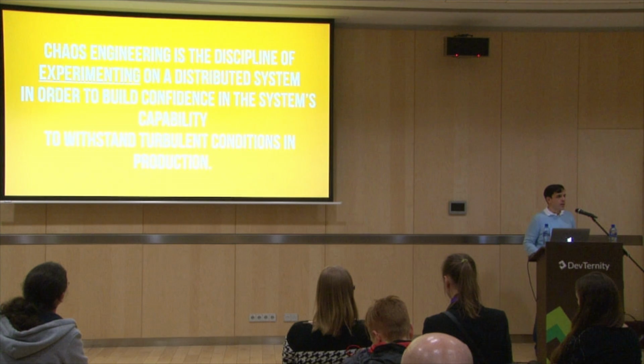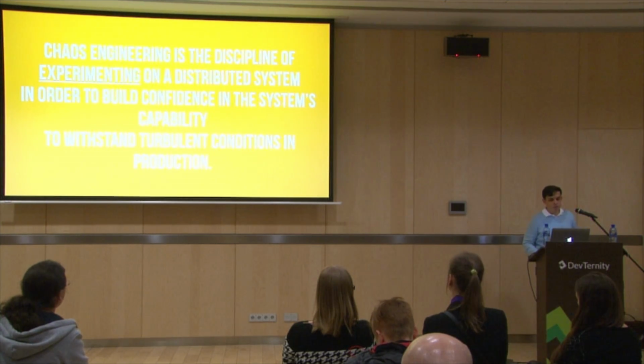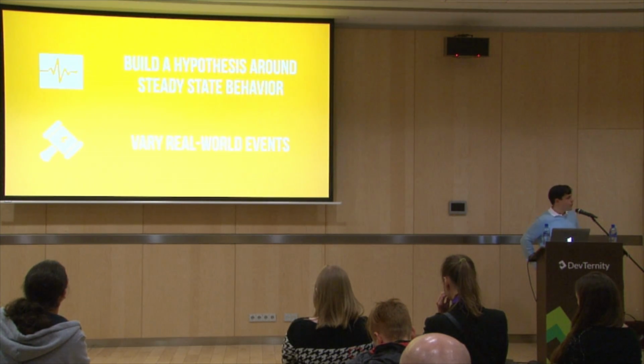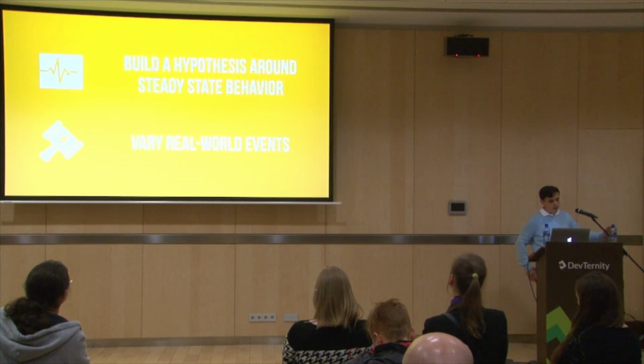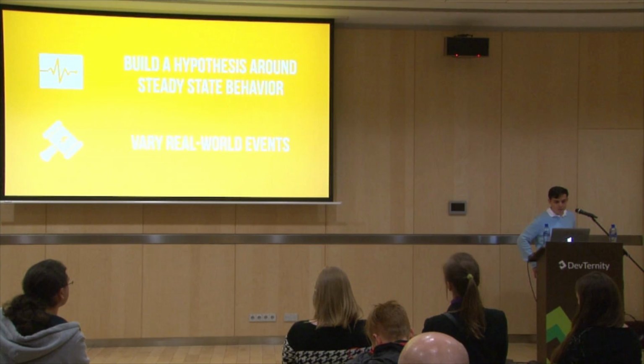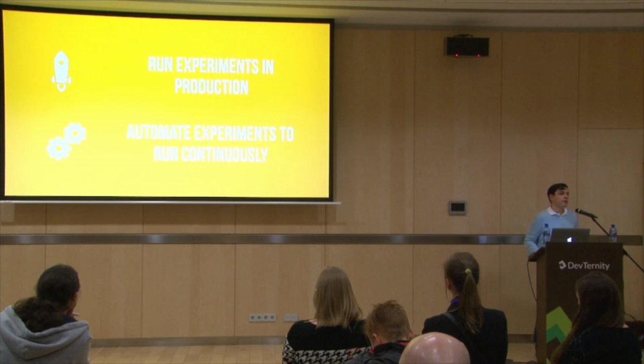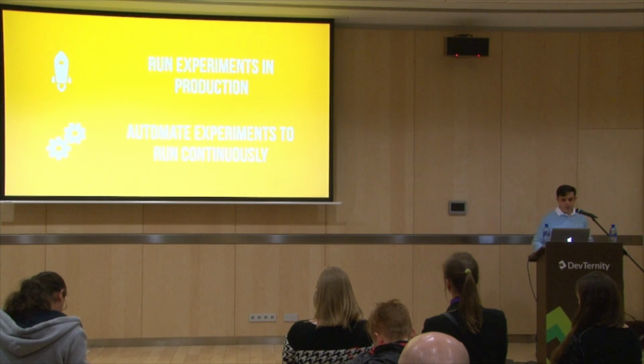And how do you do that in chaos engineering? The general idea is you start with the steady state behavior of your system. So I have 10 servers and 100 users. And then you start to vary real-world events over time. You decrease the servers, you increase them, you introduce a new data center, and then you start to run experiments in production. And then you start to automate those experiments. And this is really important. Most people just don't do it, but you have to do that.